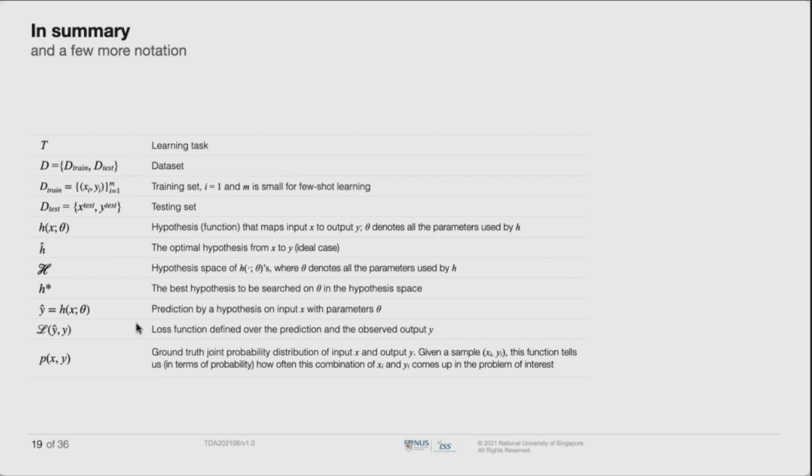The last item in the table is called ground truth joint probability distributions. Now let's say we have a sample where x equals 0.1 and y equals 1. If we put x equals 0.1 and y equals 1 into this function p, the function will tell us how common it is to see this combination of x and y in the problem we are working on. The output of the function is a probability, which tells us how likely we are to encounter this combination of x and y when x equals 0.1 and y equals 1.